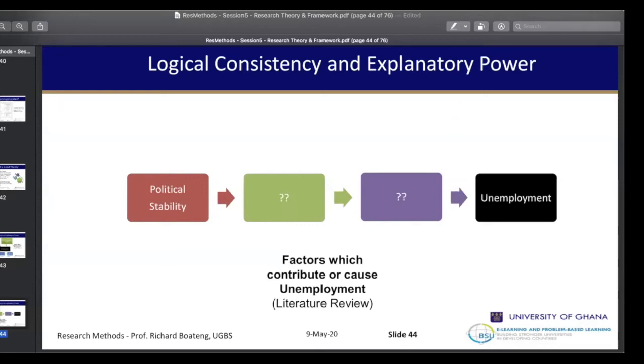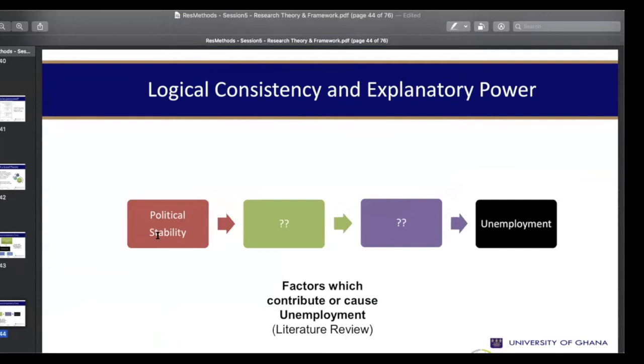Okay. But instead of instability, stability. Sorry, this political stability is supposed to be instability. Sorry. So political instability. Thank you very much. I didn't see it. Then I'll edit my slides. Thank you very much. I've been teaching this without looking at it. Okay. So political instability, how does it lead to unemployment? Okay. Thank you very much.